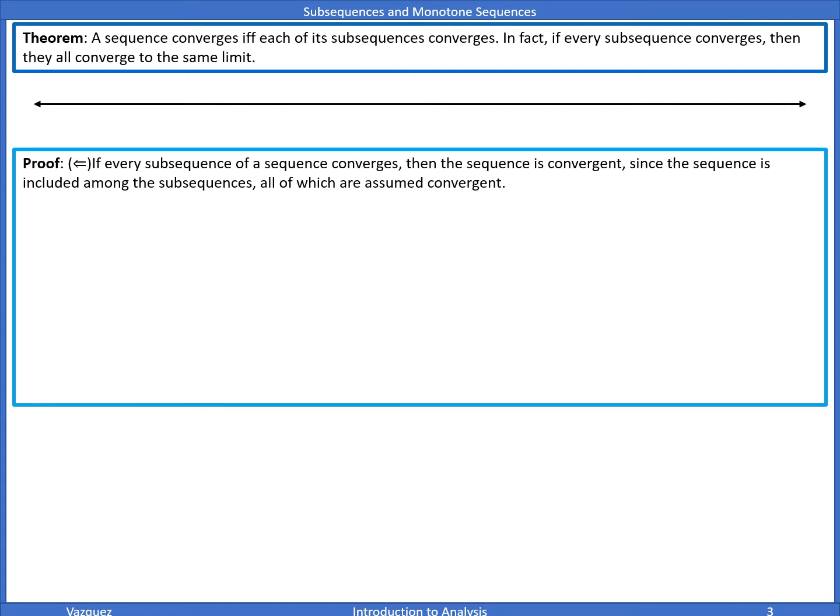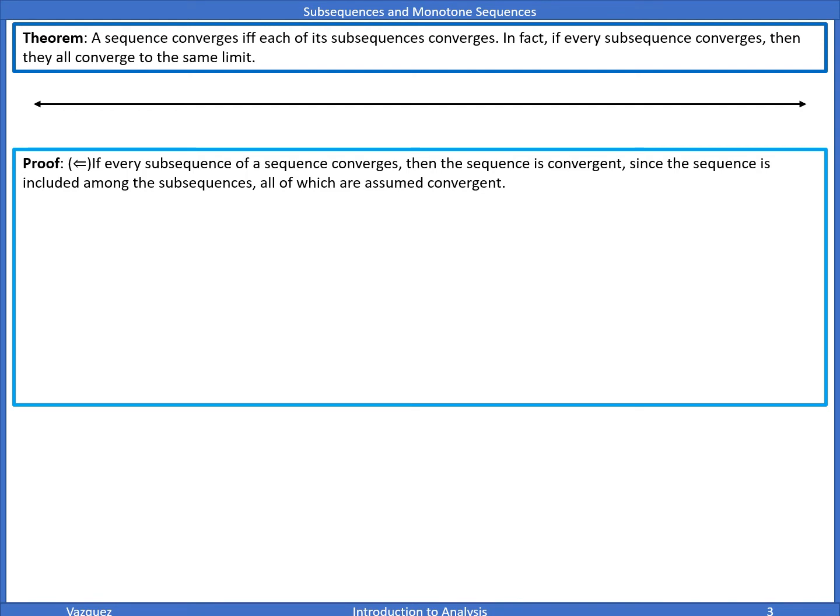So first, the easy part. Because this theorem is biconditional, we're going to have two directions. The first one: if every subsequence of a sequence converges, then the sequence obviously converges, since the sequence is included among the subsequences, all of which are assumed to converge. Right, so we're assuming all subsequences converge, and because a sequence is a subsequence of itself, it also converges. That's the easy part.